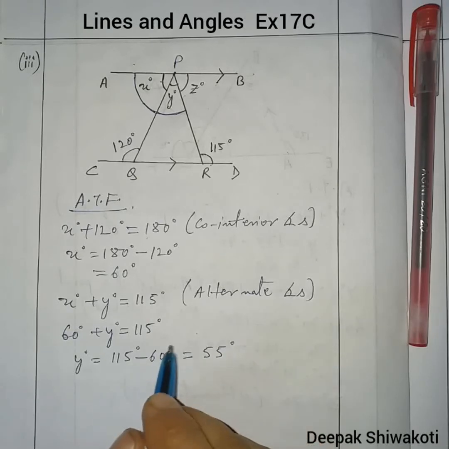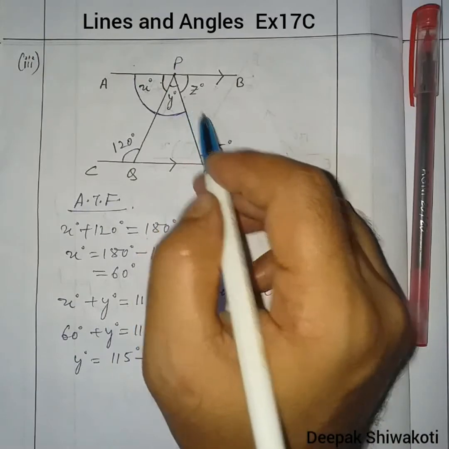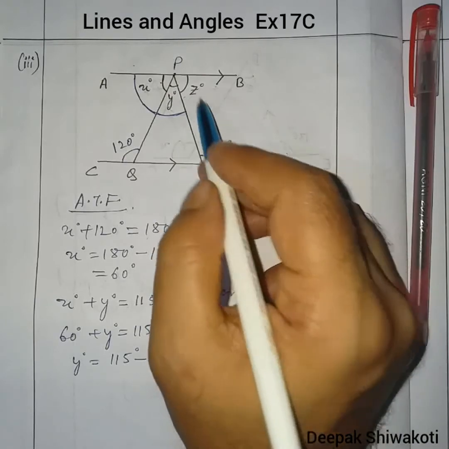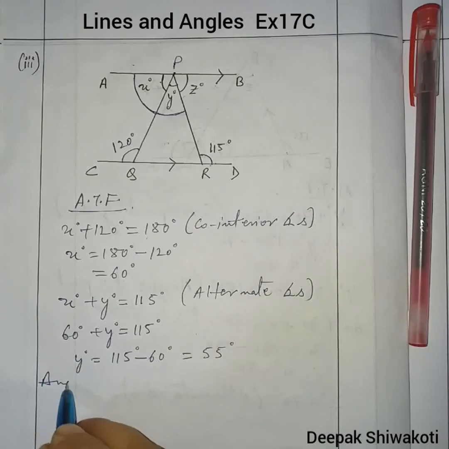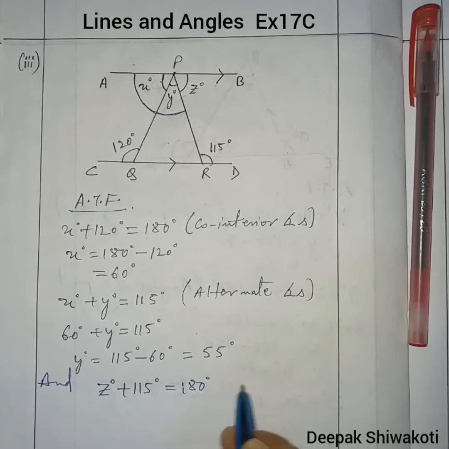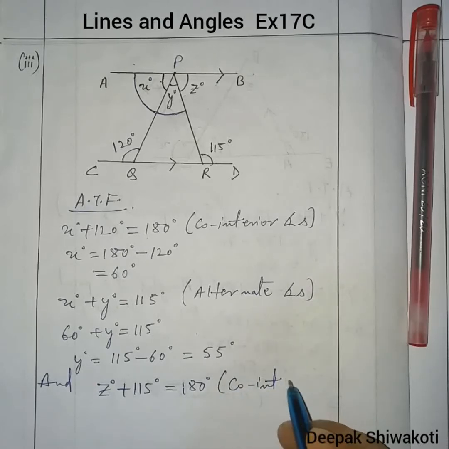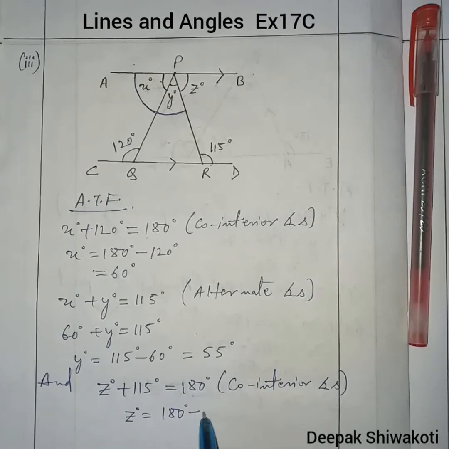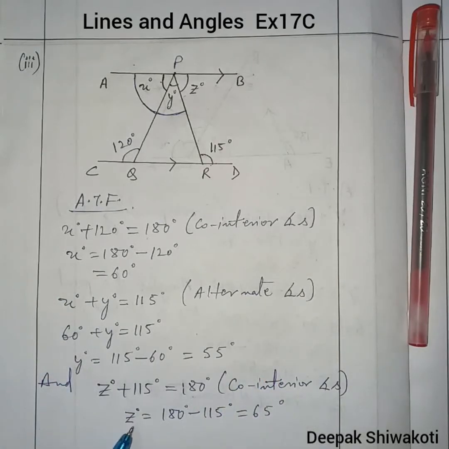So y we have got, and z and 115, these two are co-interior angles, the sum is equal to 180. Z degree plus 115 degree is equal to 180 degree, as these two are co-interior angles, and co-interior angles for parallel lines, the sum of co-interior angles is equal to 180 degree. Okay, so z degree is equal to 180 minus 115, which is equal to 65 degree. So we have got x, y and z here.